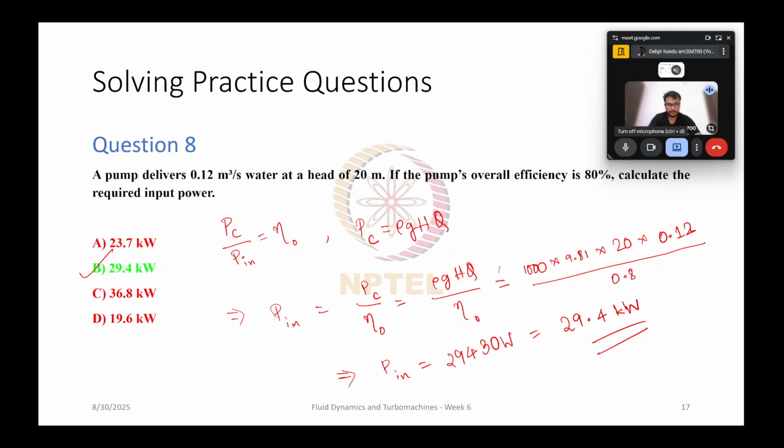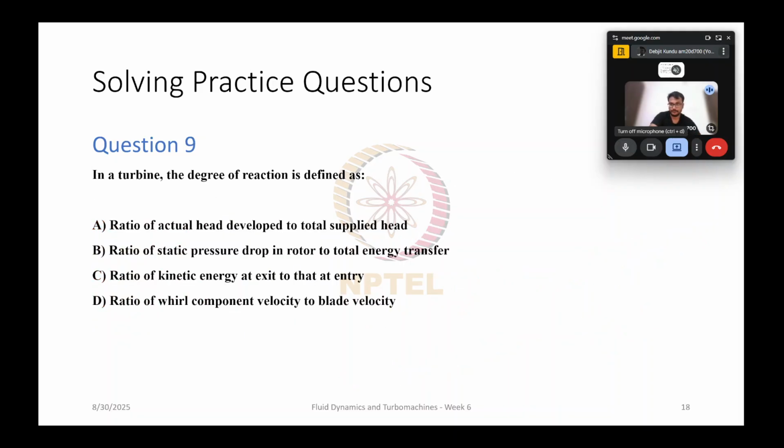All right. So let's move on. We'll move on to question number 9, which is asking that in a turbine, the degree of reaction is defined as what? Is it option A, the ratio of the actual head developed to the total supplied head? Is it option B, the ratio of static pressure drop in rotor to the total energy transfer? Is it option C, the ratio of kinetic energy at exit to that at the entry? Or is it option D, the ratio of the whirl component velocity to blade velocity?